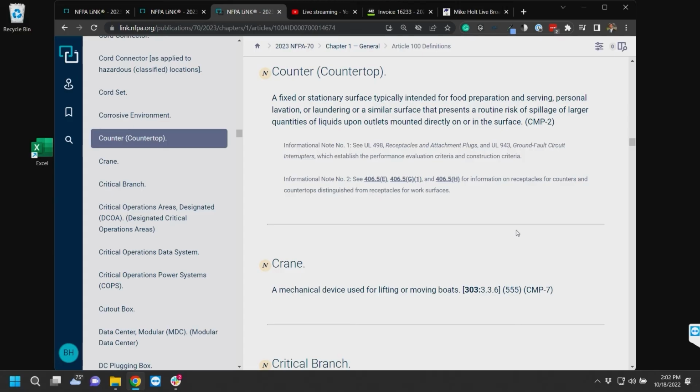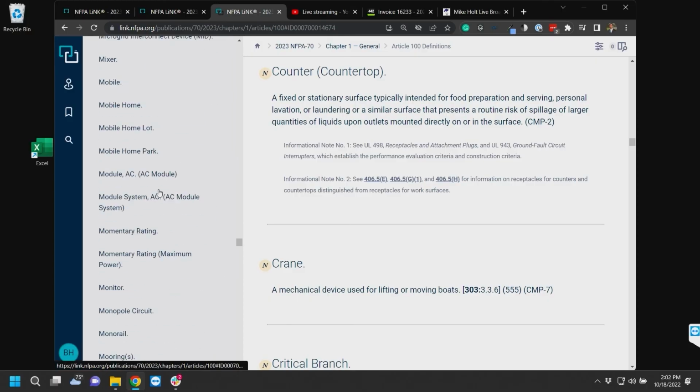Personal lab, elevation. That means you wash your hands. Or laundering, or a similar surface that presents a routine risk of spillage of large quantities of liquids upon outlets mounted directly on or in the surface. When we're in kitchens, we're basically talking about what? Food prep. Yeah. Don't have to worry about the spillage in there, because once you get food prep, it covers every single thing. We don't have to worry about sinks and water, something like that. Okay, let's go to a work surface.